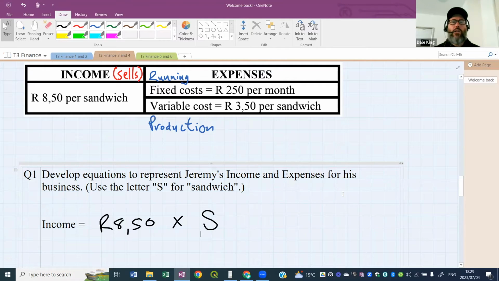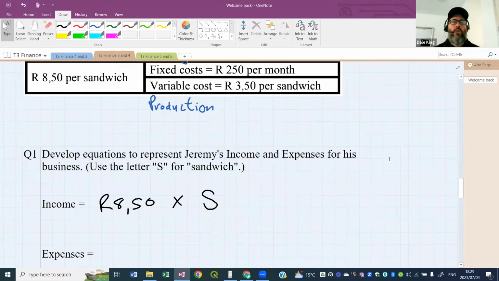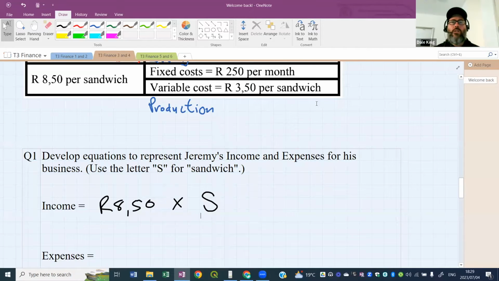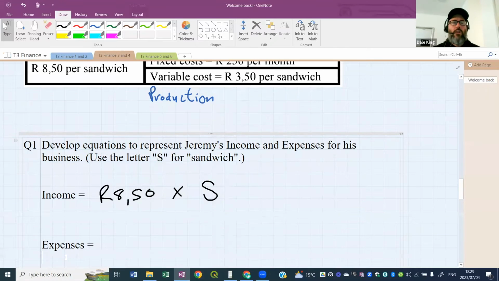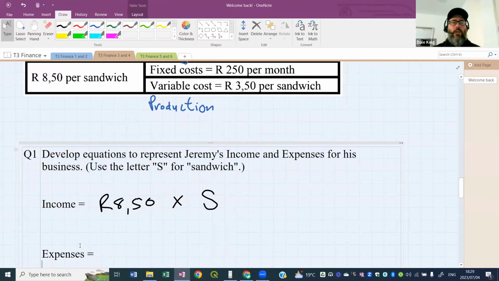Okay. Now let's move on to the expenses one. Now for expenses, you can see the right-hand column there. There's all the information. So we're going to use that information and the letter S to help build the expenses equation underneath here. So there's the information at the top, and here is the word expenses. All right, at the bottom here. To get your expenses, you will have to do what?